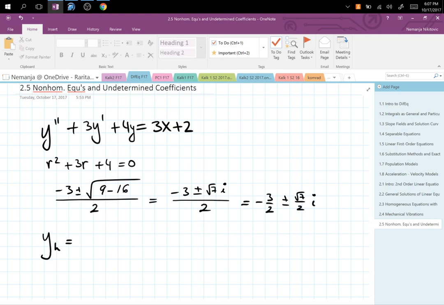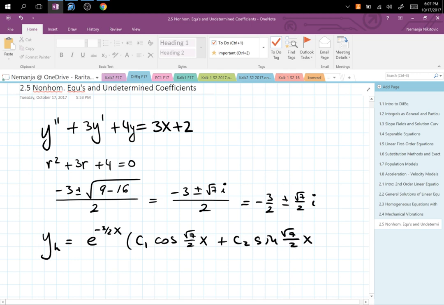So the homogeneous part of the solution is going to be given with our sines and cosines, right? So we have e to the negative 3 halves x. We have to use x because you see the independent variable is x. We generally like to use t, but it's x now. So e to the negative 3 halves x, and then we have c1 cosine of root 7 over 2 x plus c2 sine of root 7 over 2 x. Now this is the homogeneous part.